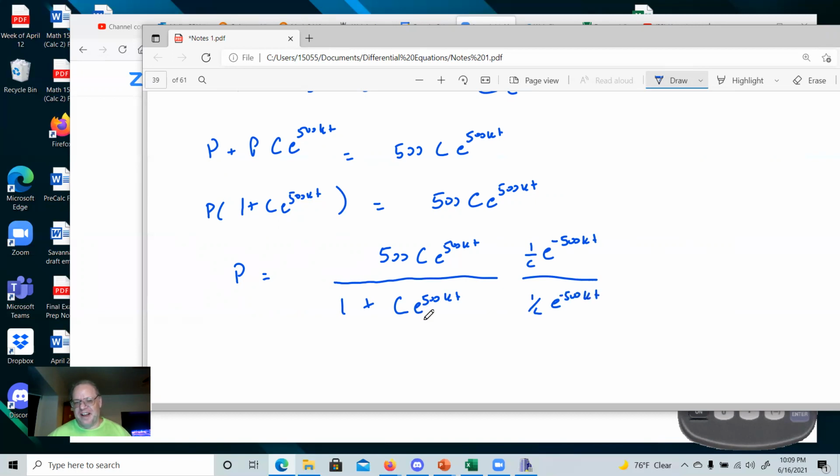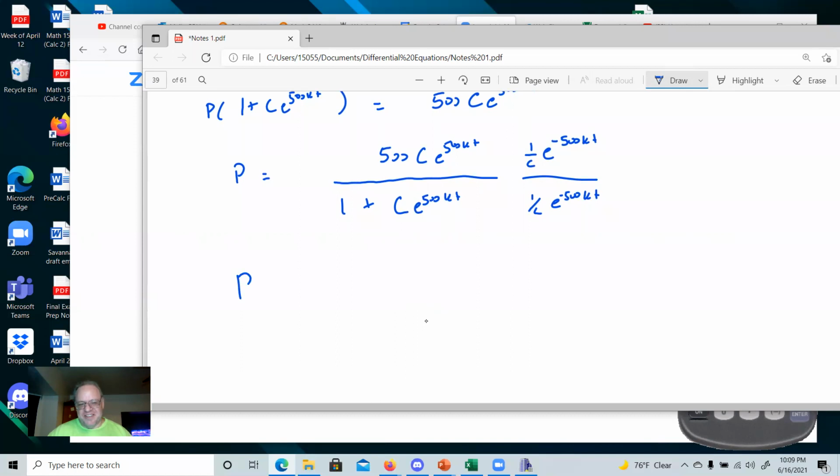So why are you doing that? It's okay, because this is what we're going to have. What happened to 500? It's going to stay there. The C's cancel, the E's cancel. So we just end up with a 500 because we want the carrying capacity to be on top. This business here, 1 over C e to the negative, that's just 1, isn't it? And then we have plus 1 over C e to the negative 500 kt.